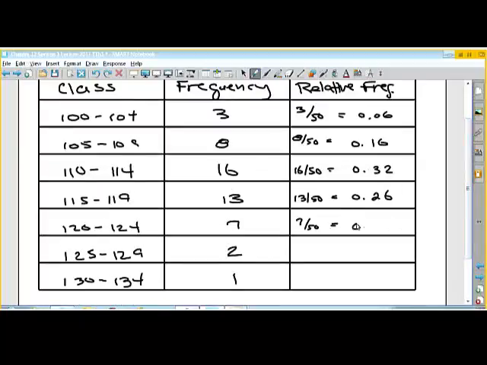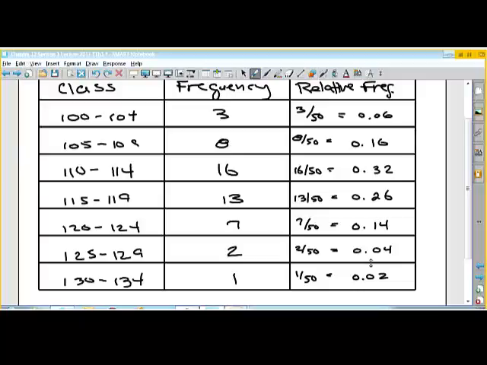Then you get 7 over 50, which would be 0.14. 2 divided by 50 would be 0.04, and 1 divided by 50, which would be 0.02. And if you add all those numbers together, the relative frequency, then you would get 1. So 22, 52, 54, 74, 80, 90, 94, 98, 100. So yeah, they do add up to be 1.